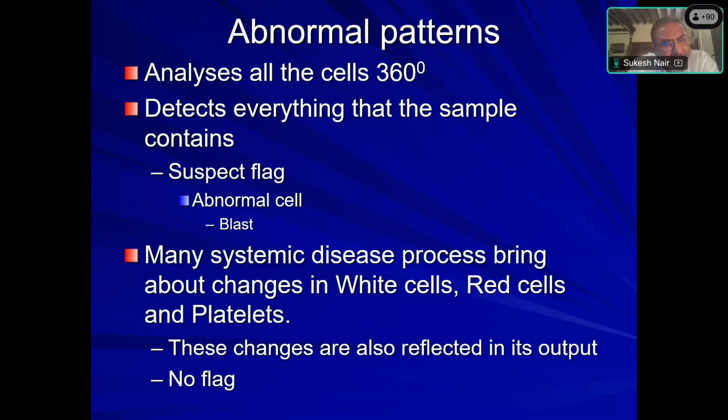But you must realize that many systemic disease processes bring about changes in white cells, also red cells and platelets, which are within the gating area. And therefore, they will never be flagged. But fortunately, these changes are also reflected in the output of the cell counter, though it is not flagged. So therefore, people are trying to develop newer parameters based on these particular changes which are reflected but not flagged.